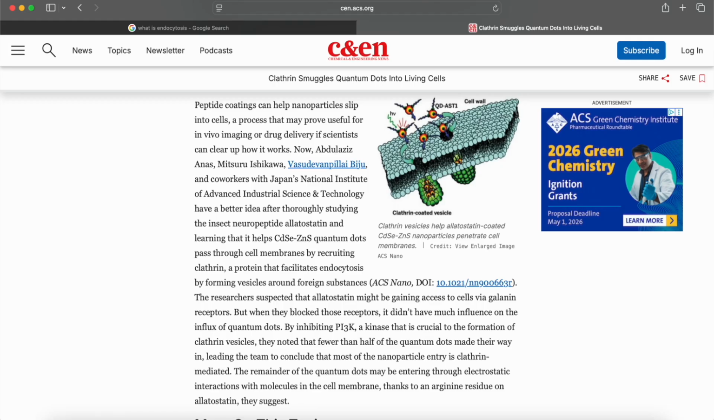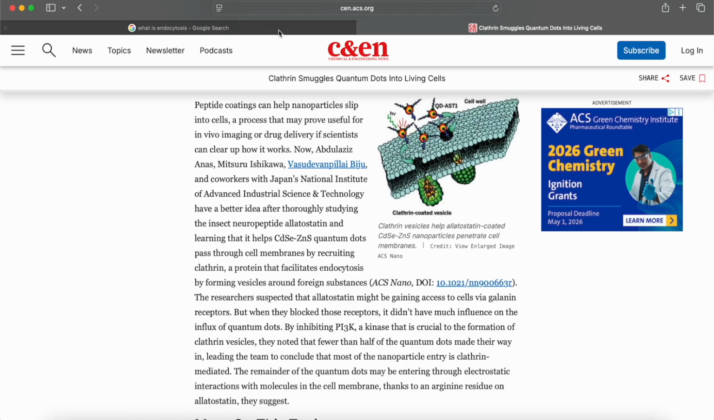So, clathrin smuggles quantum dots into living cells, in 2009. A neuropeptide helps slip quantum dots through cell membranes by recruiting clathrin. Has any nanotechnology been updated since 2009? Because it's 2026. It's 17 years later.